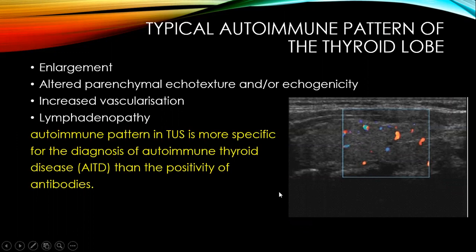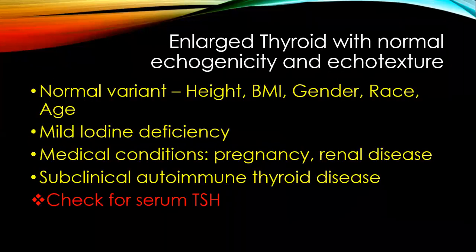So the autoimmune pattern is actually more specific for diagnosis of autoimmune thyroid disease than detecting antibodies on lab evaluation. It has been noted that we can pick up autoimmune disease early on ultrasound, considering these ultrasound patterns, rather than by evaluation with lab findings. And we might get other cases where we have an enlarged thyroid, but it still has normal echogenicity and echotexture. So it can be found in different clinical settings.